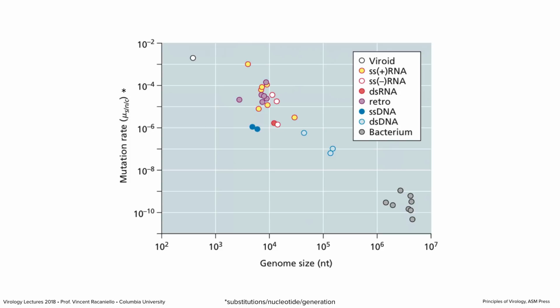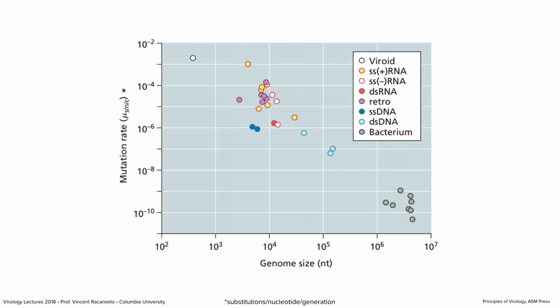Here is a graph which displays on the x-axis genome size with mutation rate. And this is in substitutions per nucleotide per generation. So the upper left is the highest mutation frequency, and the bottom of the graph is the lowest mutation frequency. The genome size goes from small on the left to very big on the right. So here on the right are the biggest genomes. Those are bacterial genomes, and they have a very low mutation frequency, as you would expect.